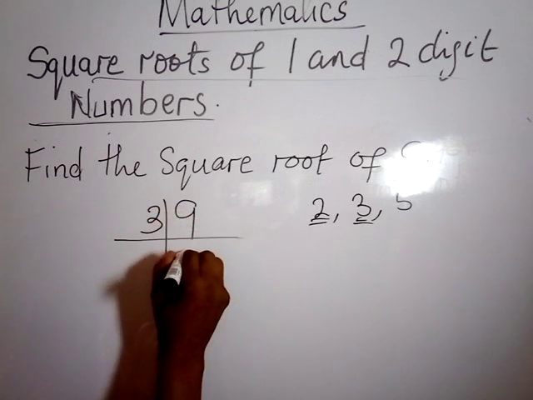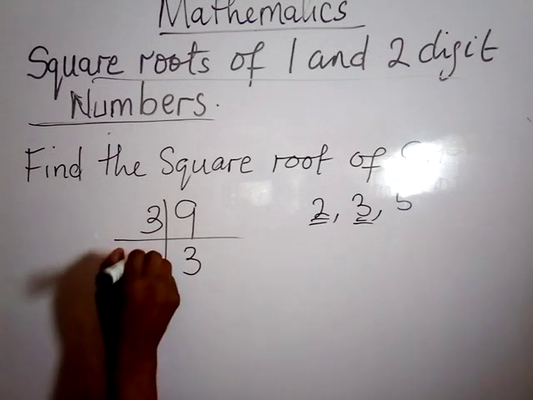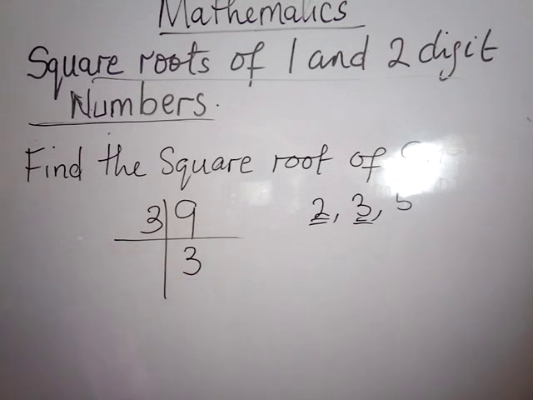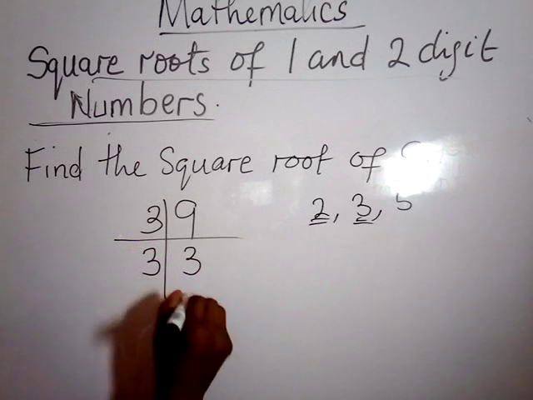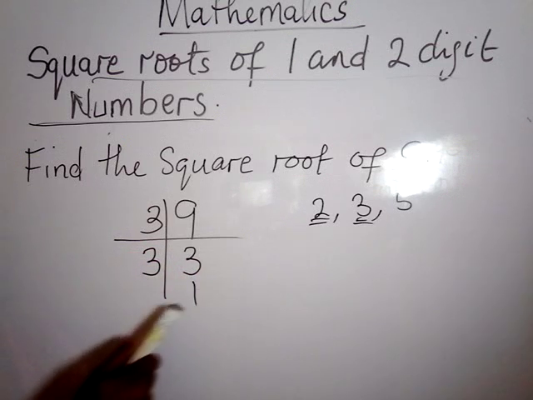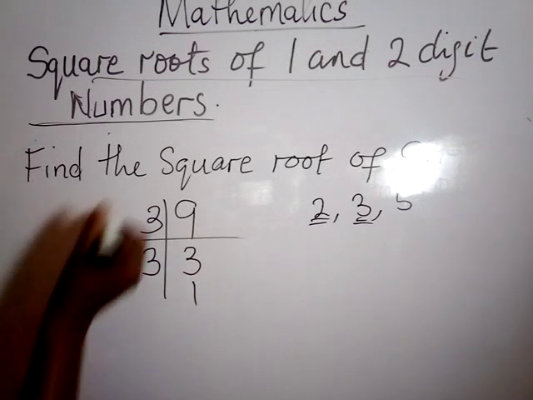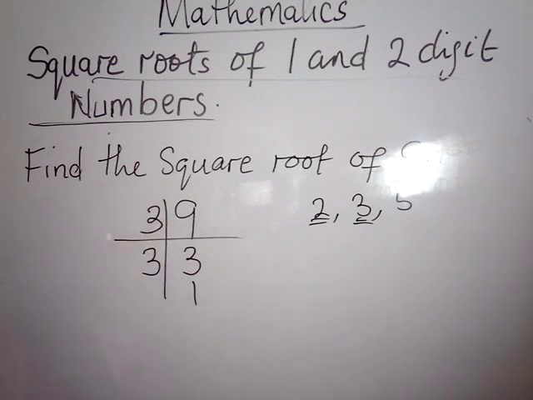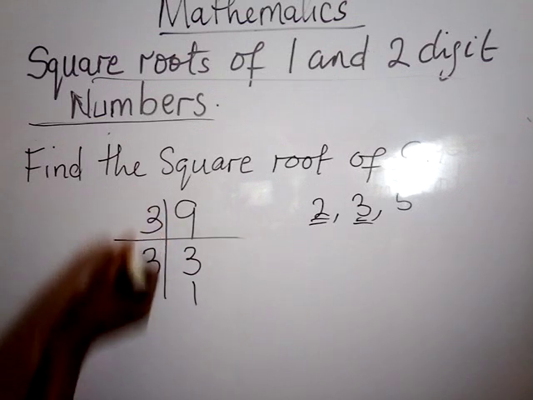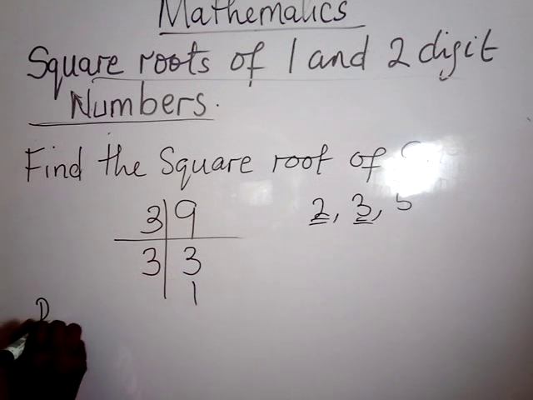So 3 divides 9, we have 3. So there's still a number left. What number do you think can divide 3? 3 can divide itself. So 3 divides 3, we have 1. Now once you get to 1, it means you have reached the end of your division process. You're going to stop there. Now next, pick out your prime factors, that is the numbers that you used in dividing. So what are the prime factors we have here?